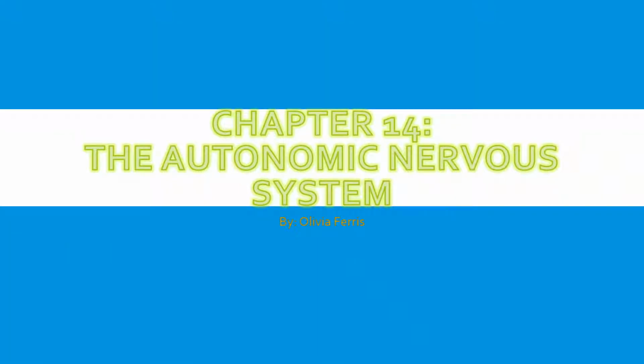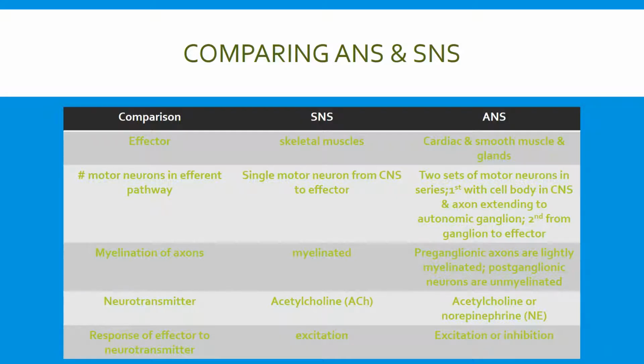Chapter 14, The Autonomic Nervous System, a review by Olivia Ferris. I think the best way to start this would be to give you a chart comparing the autonomic nervous system and the somatic nervous system.